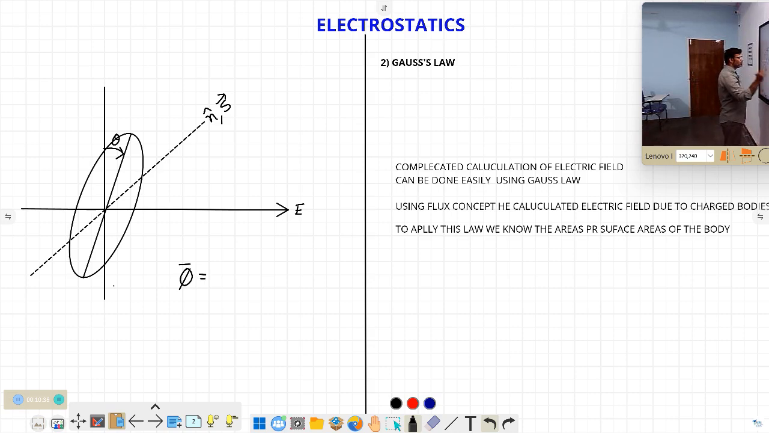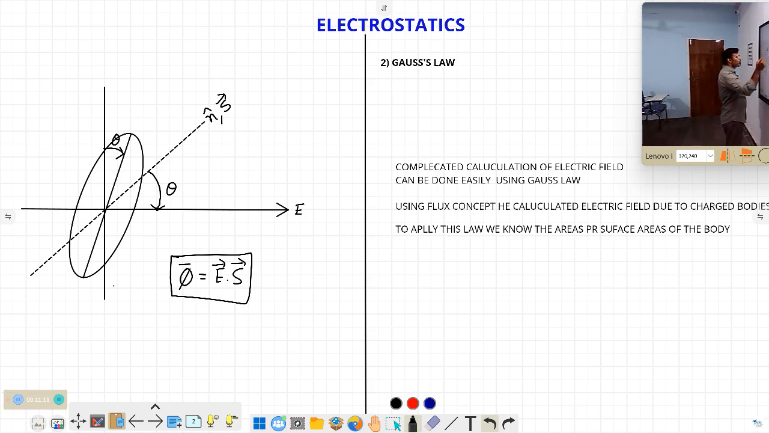According to the concept, flux is the product of the electric field vector and the area vector. Now if you observe, this area surface is tilted by an angle theta, so the normal is not in the direction of the electric field. The normal makes an angle theta with respect to the electric field. So either you can take the surface area in the direction of the electric field, or the electric field in the direction of the area, because we are calculating the maximum flux concept.